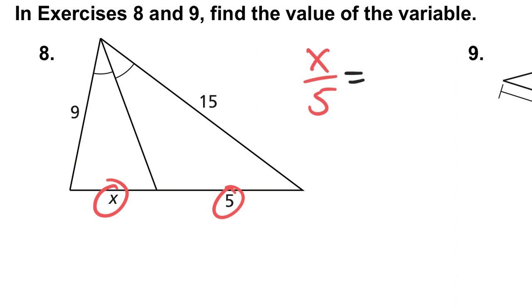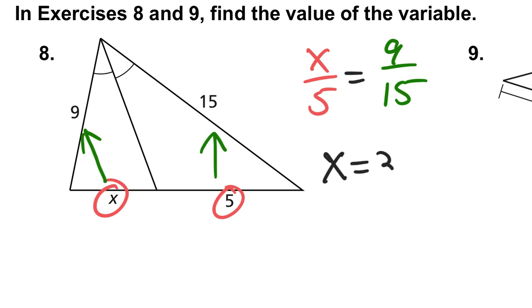Now notice what number is with x. It is 9. So I'm going to put 9 on top, and with the 5 is 15. When I solve, I'm going to get that x equals 3. So the two bottoms, their ratio is equal to the two sides. That's the proportion that we're setting up.